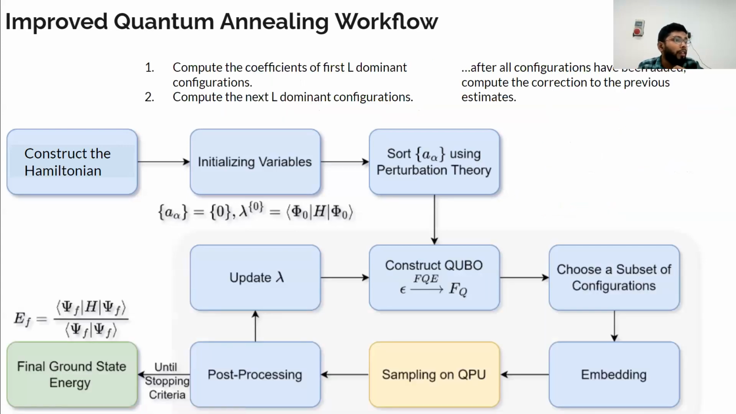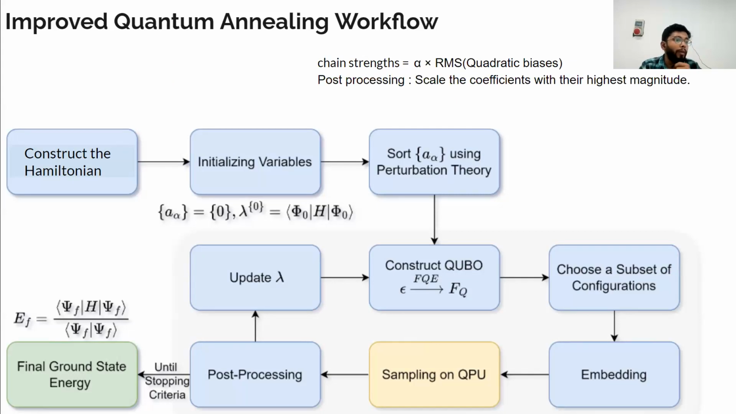Next, we choose a subset of configurations. Choosing a subset of configurations means that if we, let's say, have only 40 or 50 qubits per iteration to give to a calculation, then we will choose the corresponding L number of dominant configurations that we can afford to do in an iteration. If you combine this method and the first step, I can say that our method computes the coefficients of the first L dominant configurations, and then the next L dominant configurations, and we keep doing it until we have added all the dominant configurations one by one. Then after all of them are added, we compute the correction to our previous estimates.